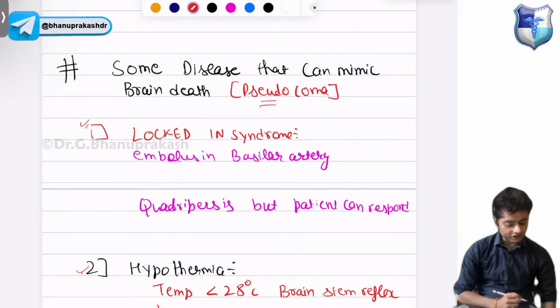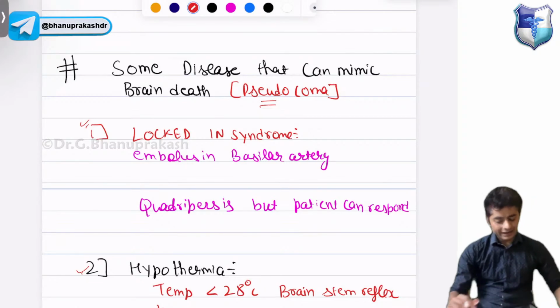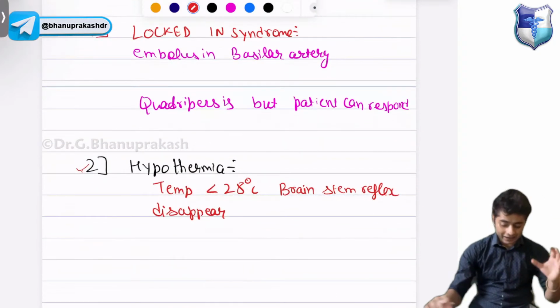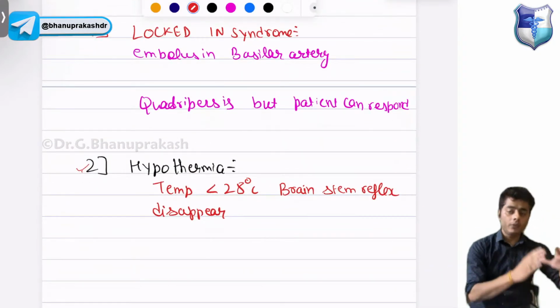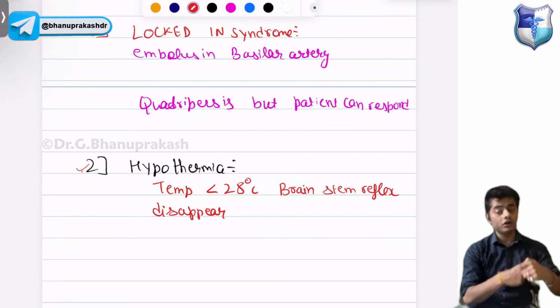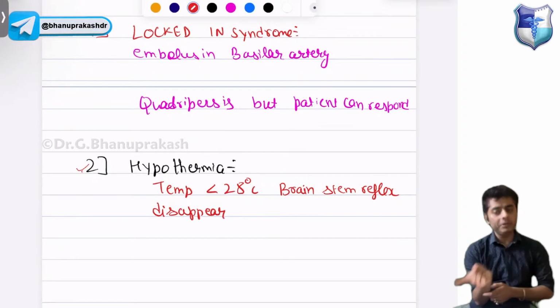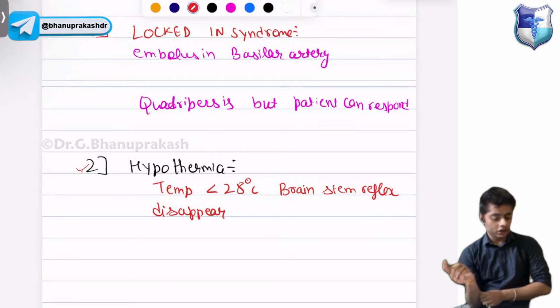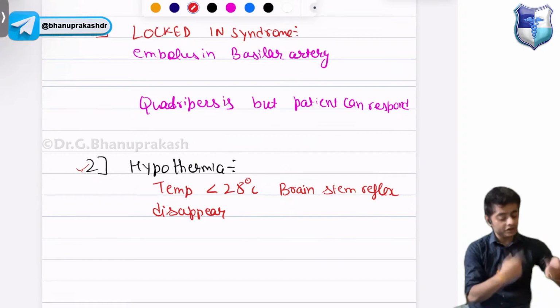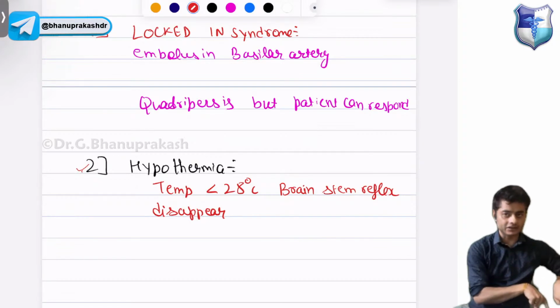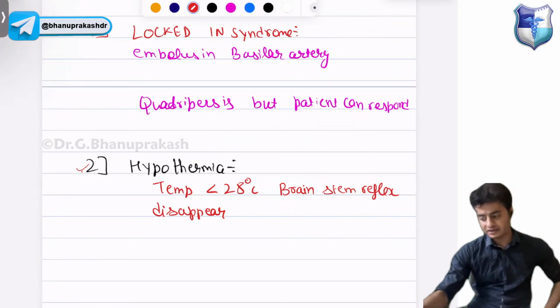Okay everyone, got this concept? I am saying that in hypothermia, when temperature goes below 28 degrees Celsius, then brainstem reflexes disappear.